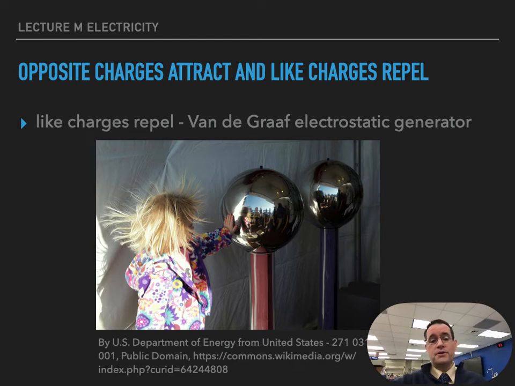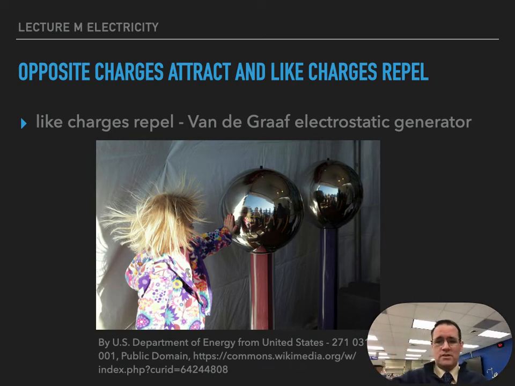Now, this is really cool. You may have seen this in a museum. They've got these shiny metal spheres and maybe a rubber belt in there and a motor that's going on. And this thing is called a Van de Graaff electrostatic generator. Here it's removing electrons from this person, and as the whole body becomes positive, you can see their hair standing on end. Okay, it's just sticking up.